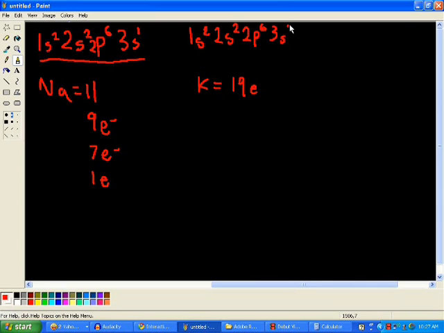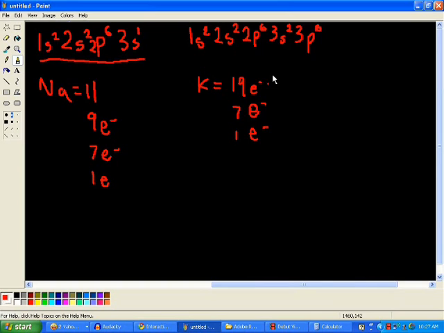So now we've gotten 2, 4, 10, and 12. So we've taken away 12, which leaves us with 7 electrons. And so we go to the next 3 shell, 3p, and that would consume 6. So we would have only 1 electron now to place.